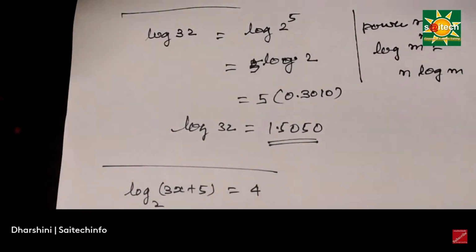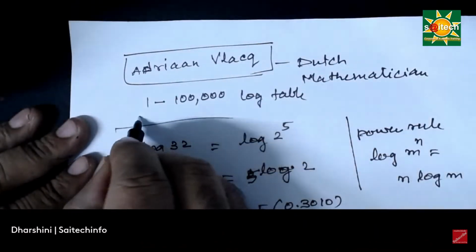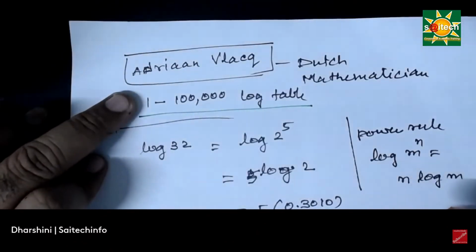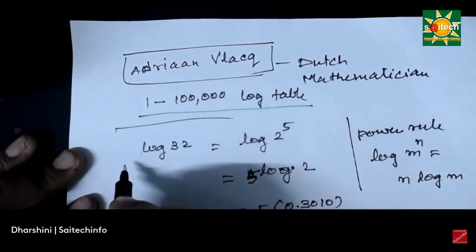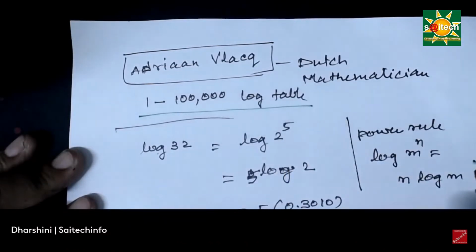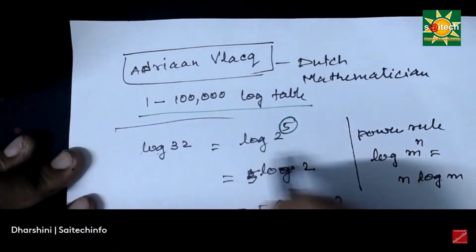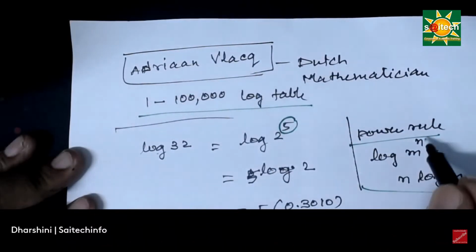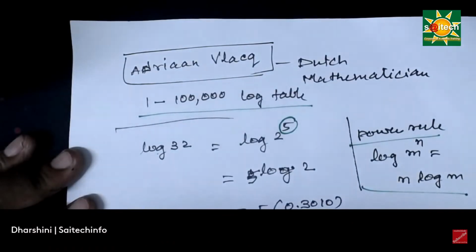Adrian Vlacq was a Dutch mathematician. He published a table with numbers from 1 to almost 100,000 as a log table. Now log 32 is equal to log 2 power 5. This 5 can be brought down by adopting the power rule: log m power n is equal to n into log m. This n becomes the coefficient of the logarithmic term. So 5 into log 2, and 5 into 0.3010, that is log 32.